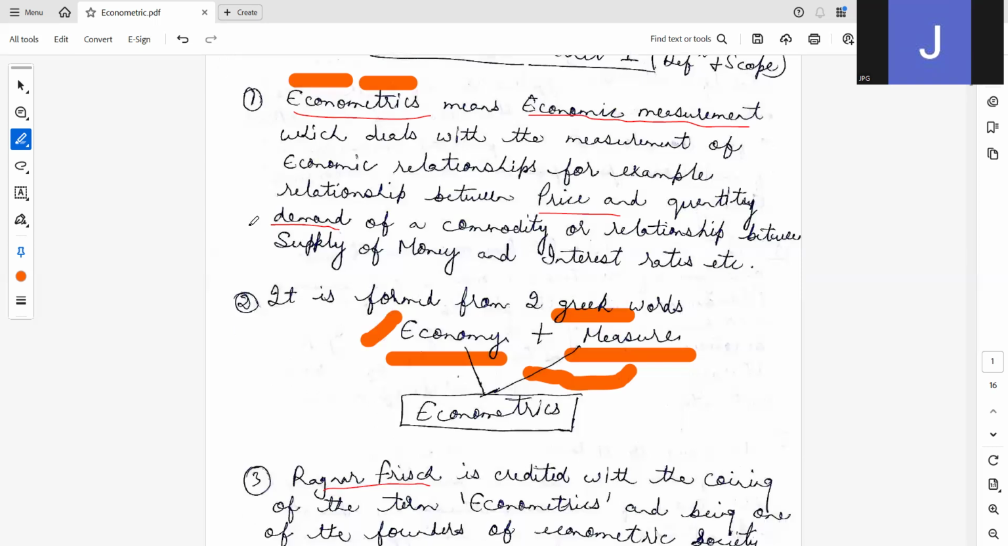For example, price and quantity demanded of a commodity. We all know that the quantity demanded of a commodity is a function of price, it is a function of income, it depends upon the price of related goods, it depends upon our tastes and preferences. It is just not sufficient to identify the factors that influence our demand. There are times when we wish to measure them and know them in quantitative form. So when we are interested in measuring the economic relationship between variables, that is what comes under the study of econometrics.